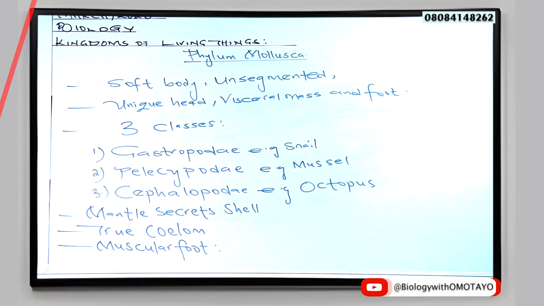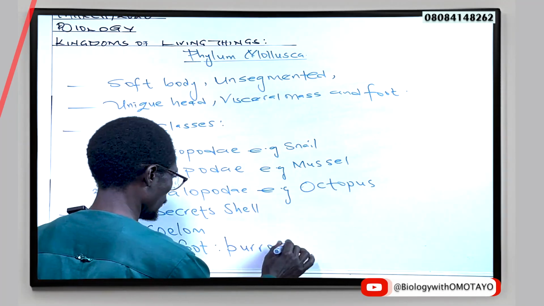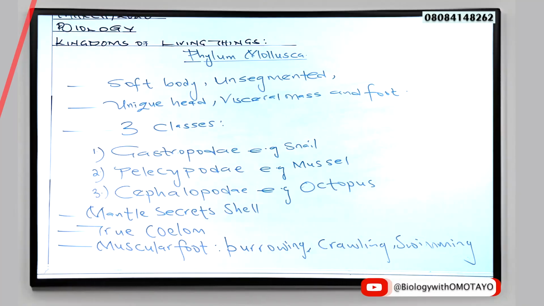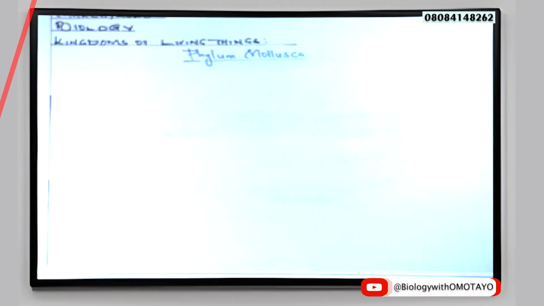This muscular foot is used for burrowing, for crawling, for swimming, among several other uses. And then, quickly, they equally possess tentacles. So, some examples of organisms under this phylum possess tentacles. Okay? More features, quick one. They have an open circulatory system.